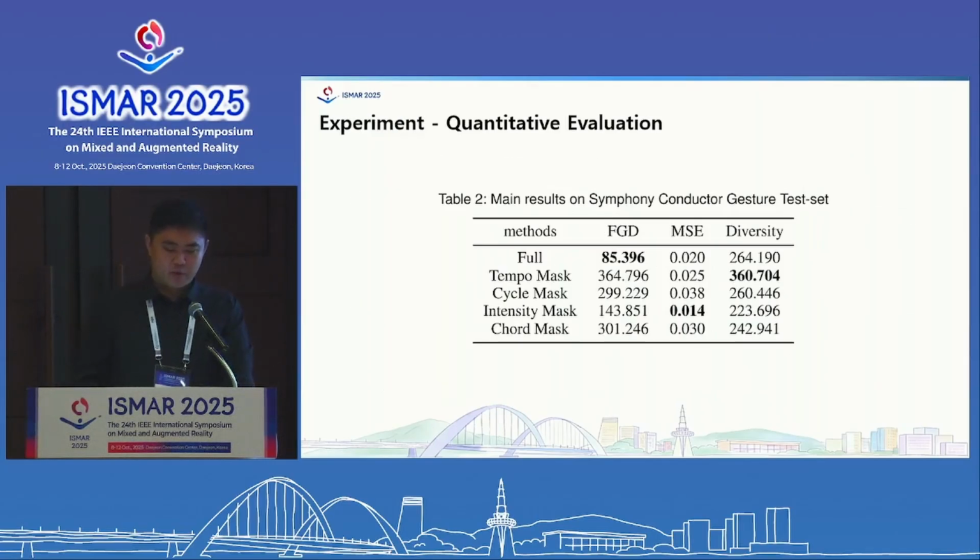And for the experiments, the quantitative evaluation shows that our full method is the best: FGD is much lower, while MSE and diversity don't show much difference from the others.